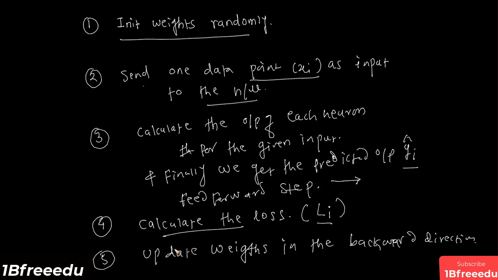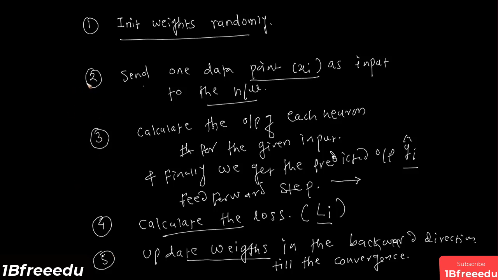So after updating the weights in the backward direction, how many times will we update these weights? Till the convergence. Till the convergence means till the point when old weight and new weight are very similar. That means there is no difference in the old weight and new weight, no more updates, the weights are not getting updated. Till that point we'll update the weights. So these are steps 2 to 5.